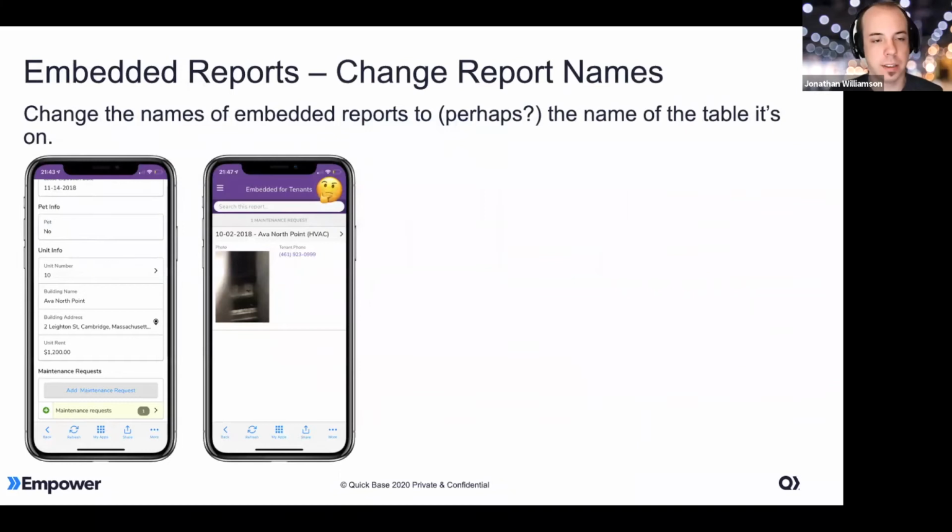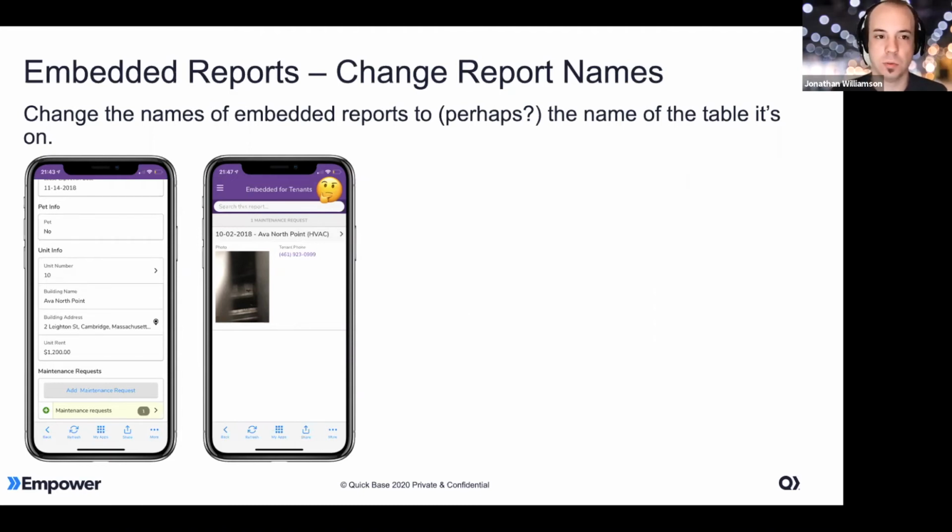Now, a little bit of an edge case, a little bit of a deeper piece of knowledge for QuickBase builders is embedded reports. What this means is reports that show up inside a view record form or inside a new record form. Down there on the left side, you can see maintenance request. That's the embedded report of maintenance request for the tenants table. When you click on that maintenance request button, it opens up a second screen that says embedded for tenants. That's the default title of the embedded report.